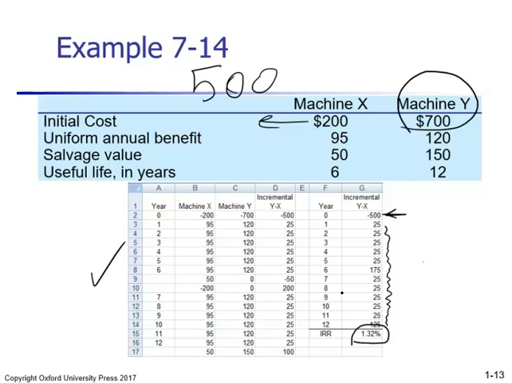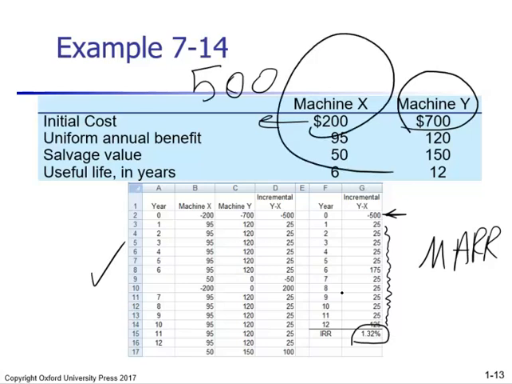1.32. For me, it is smaller than the minimum attractive rate of return. So I will go with this one. Consider it, do it, check it, and analyze it.